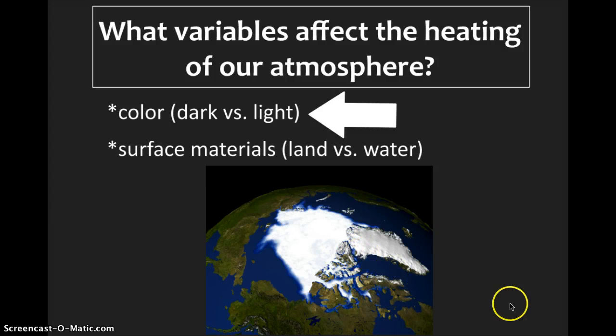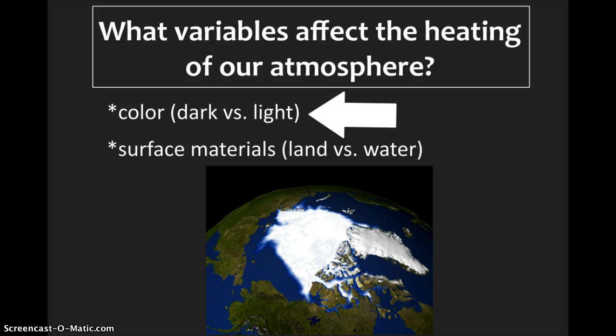Before break, hopefully you remember that we were doing some labs to test what variables affect the heating of our atmosphere. The first lab we did, we explored color, light versus dark. And we did that because when you look at our planet, you'll notice that some areas are darker and some areas that are covered in snow and ice are actually very light. So how does that affect heating?